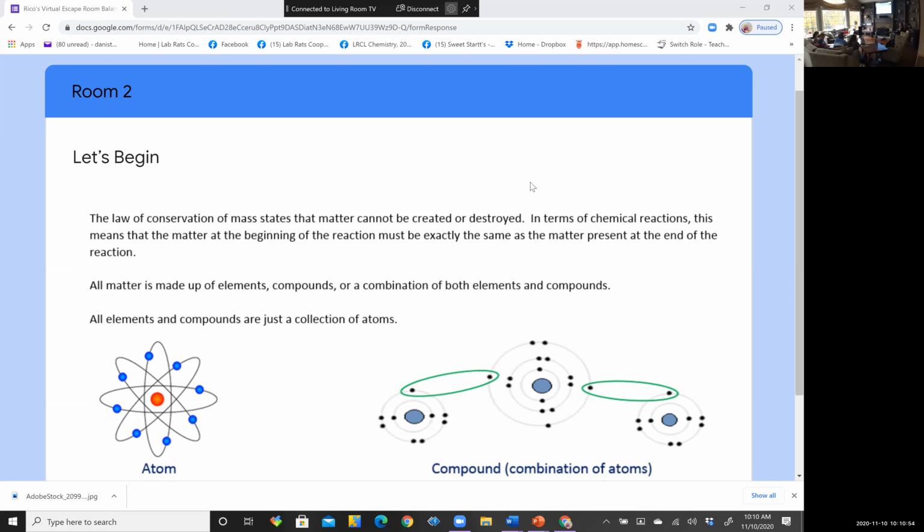All right, so now we're doing an escape room today, a virtual escape room. So we're all in this together. Jocelyn's with us, even though she's not here.